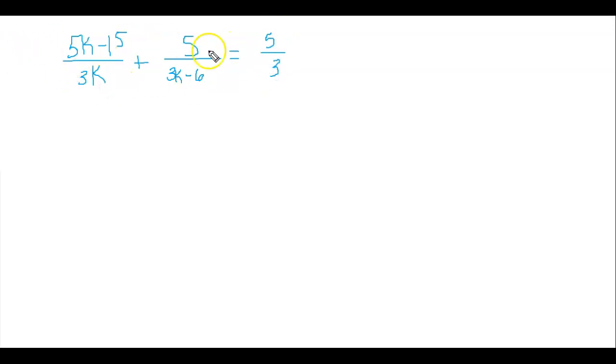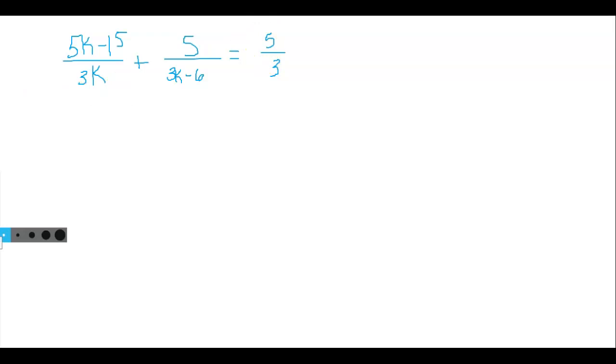One more example. 5k minus 15 over 3k plus 5 over 3k minus 6 is equal to 5 over 3. So again, not a proportion. There's more than just a fraction equal to a fraction.